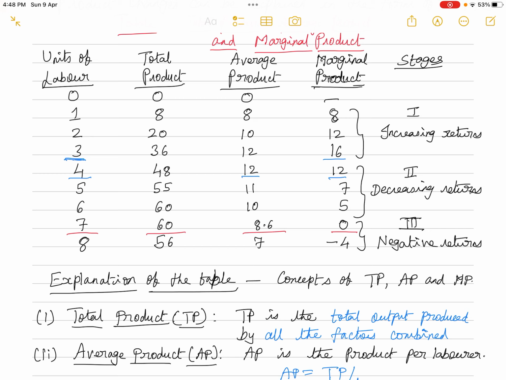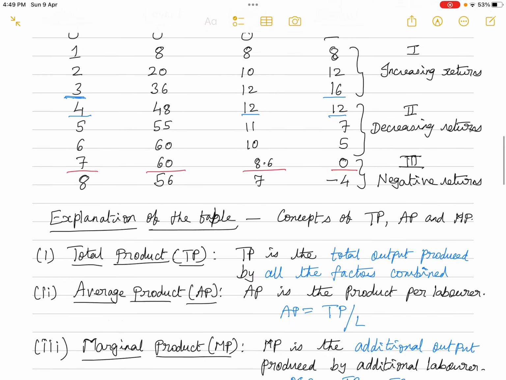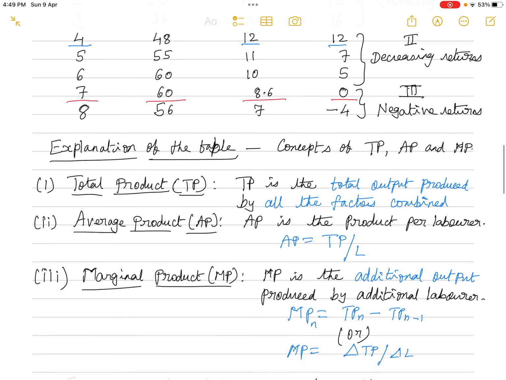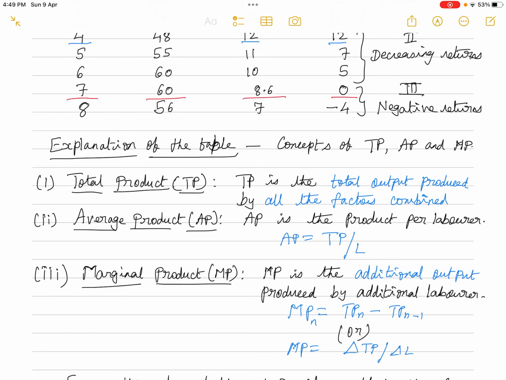Then the farmer is employing another laborer. So when 2 laborers are employed, the total product increases to 20. That means the first laborer and the second laborer together, along with the piece of land, are able to produce 20 units of output. Then the average product becomes 10, and the marginal is the additional.